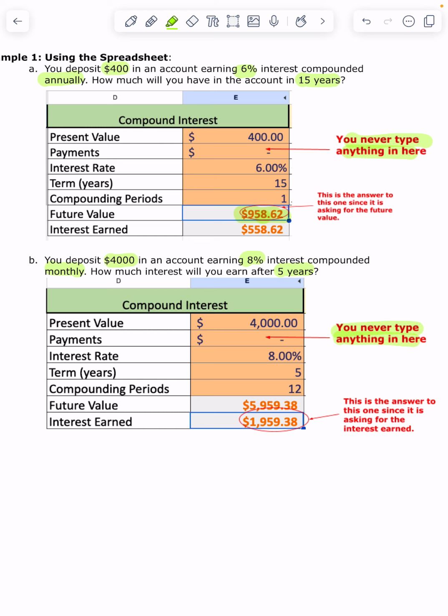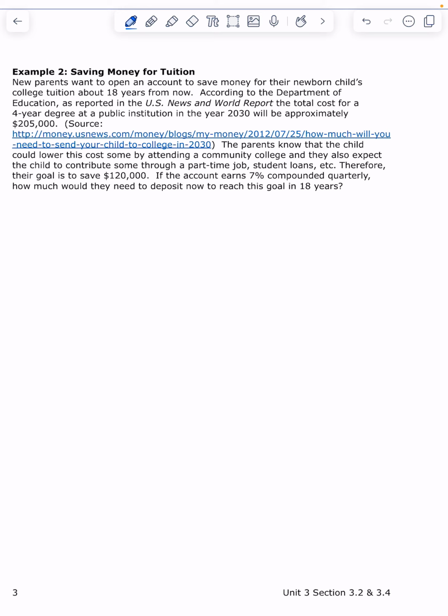Okay, so example 2, you're saving money for tuition. So new parents want to open an account to save money for their newborn child's college tuition about 18 years from now. According to the Department of Education, as reported in the U.S. News and World Report, the total cost for a 4-year degree at a public institution in the year 2030 will be approximately $205,000. The parents know that the child could lower the cost by attending community college and also expect the child to contribute some through part-time job, student loans, etc.